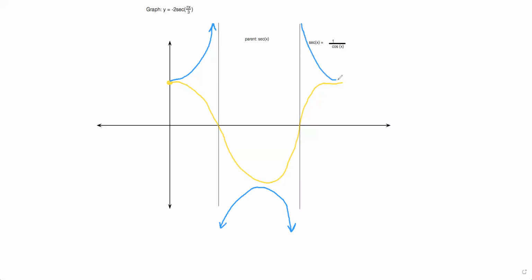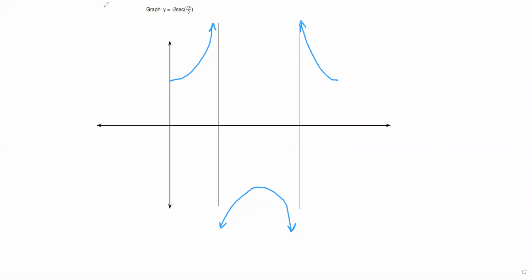And then we're going to use this to help us figure out what this should look like when we graph the function that we're given in this problem. So that's the parent function. I'm going to erase cosine because we don't need that part anymore. But I do want to keep the asymptotes there. So that's what our function looks like in a sense.